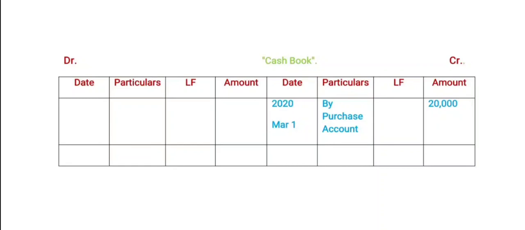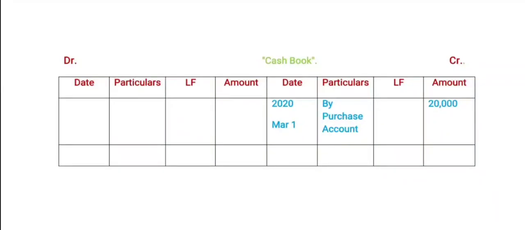Cash book credit side, date column 2020 March 1. Go to the particulars column, by purchase account. Here the transaction is related to goods purchased on the first date, 20,000. That's the reason we are taking the amount 20,000.